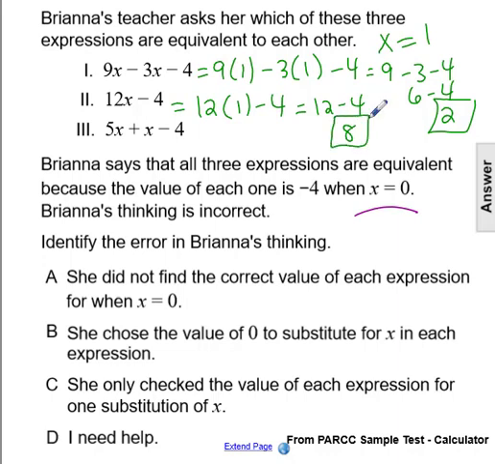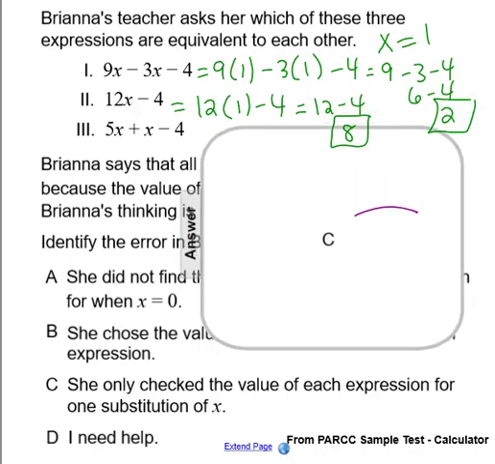Right away, the first and second expressions are automatically not equivalent when x equals 1. The first expression has a value of 2, and the second has a value of 8. We don't even need to see the third expression to see that they're not all going to be equivalent to each other. So that is the mistake that Brianna made. She only checked the value of each expression for that one substitution of x when x equals 0. So that makes our answer choice C.